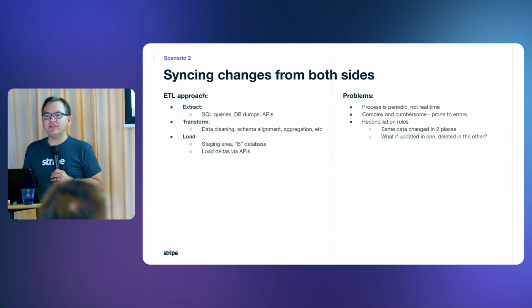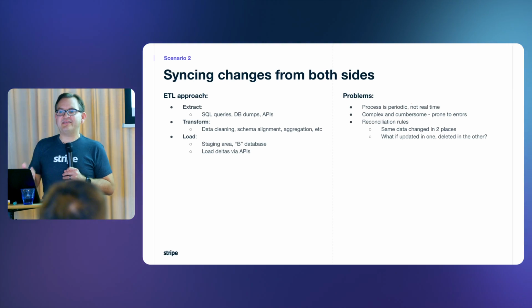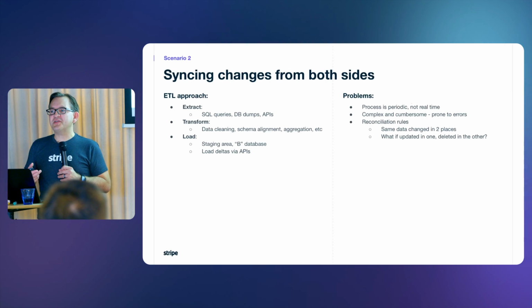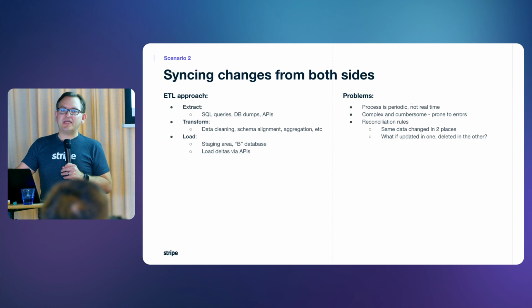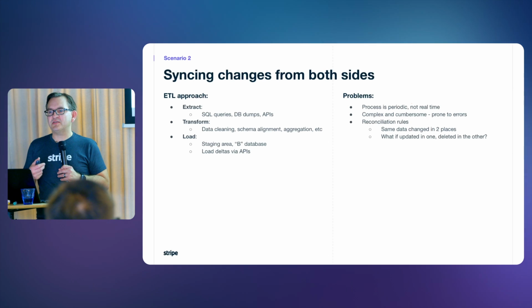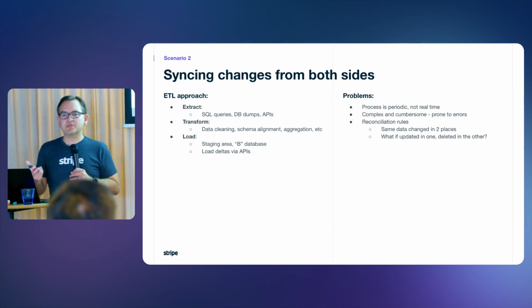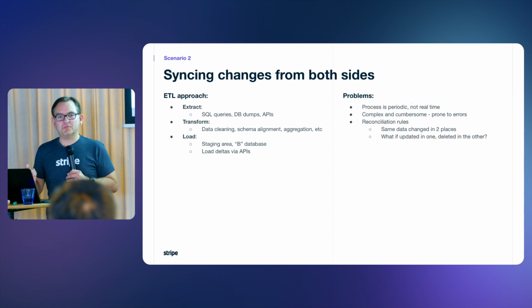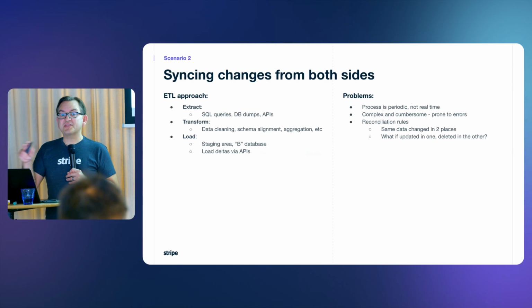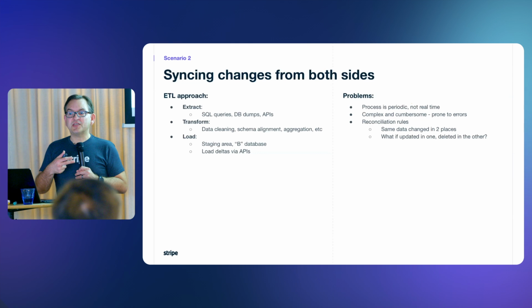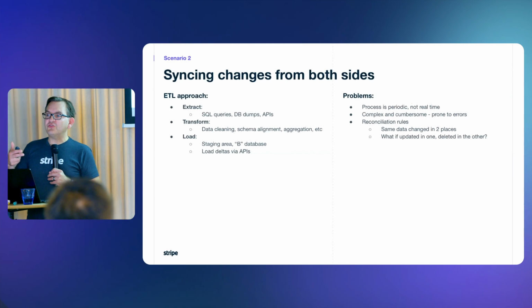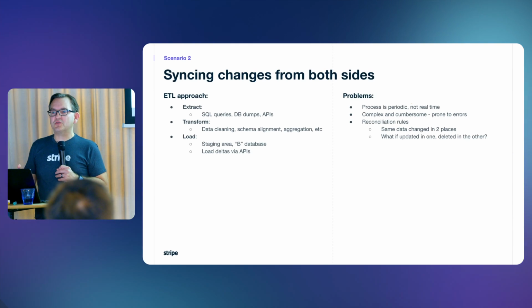Now, historically, the way to deal with this has been to use ETL, the so-called extract, transform, load approach. And put very simply, what this means is you're going to extract the contents of both databases using things like SQL queries and database dumps, pull them out, and then you're going to transform that data because typically they're not in the same shape. And you're going to compare to see where the deltas are, and either then choose to reload the entire database or just the changes back to each side.